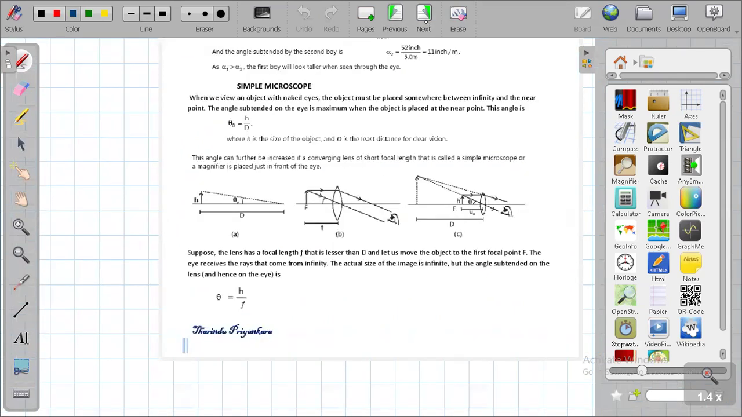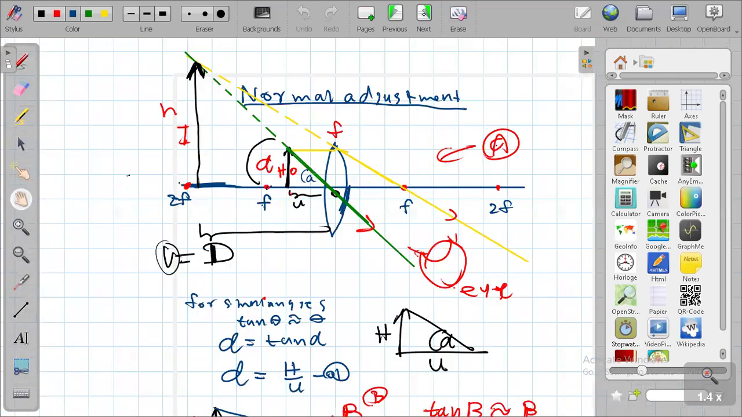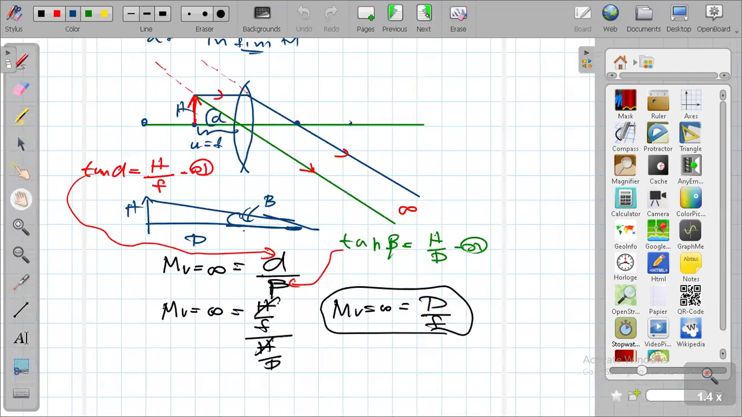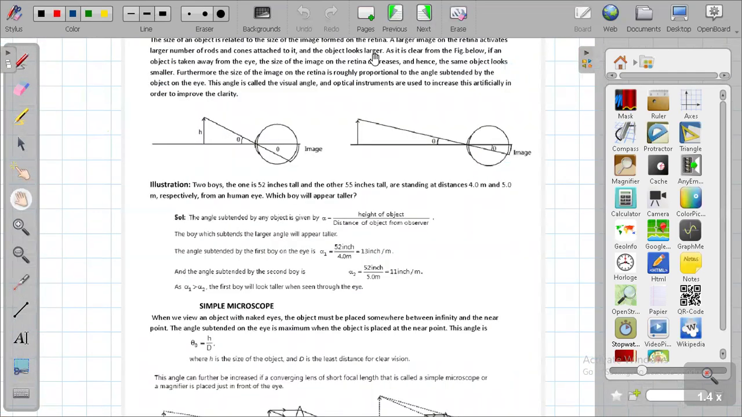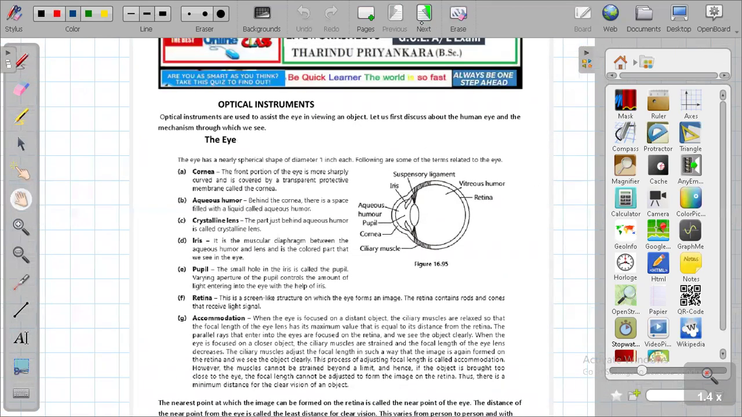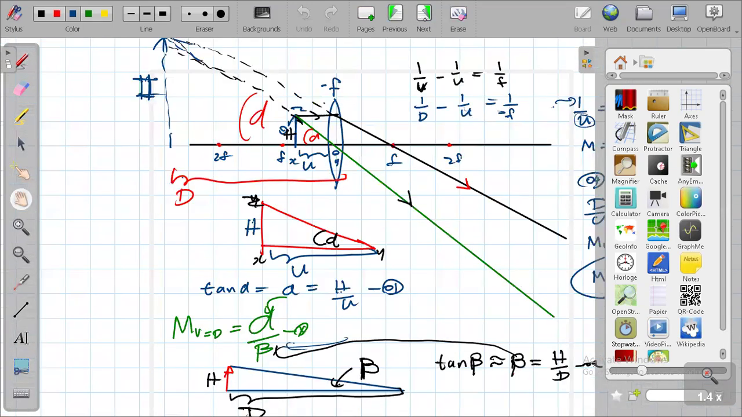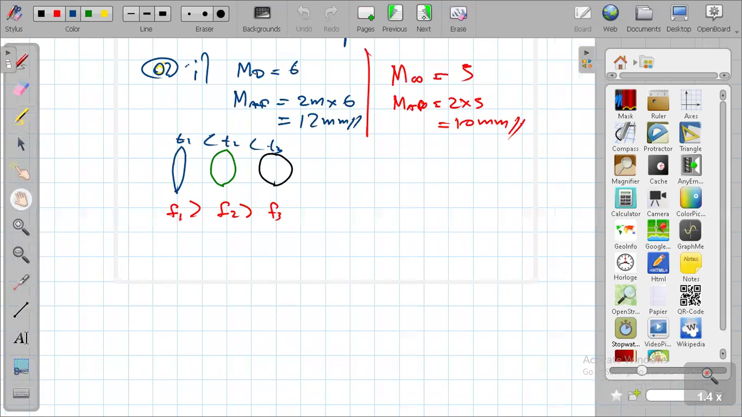Did I delete it? Did this page get deleted, children? What a scene. Ah, no, no, no. That's in the other tute. What a twist.